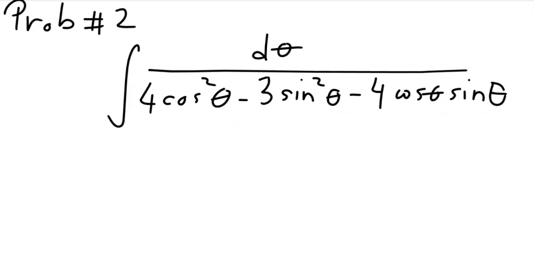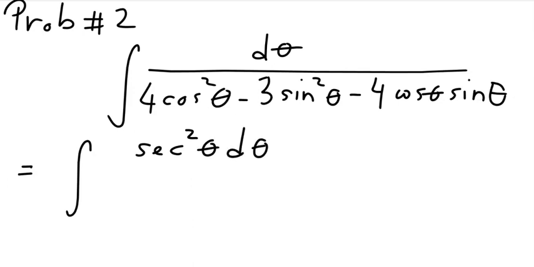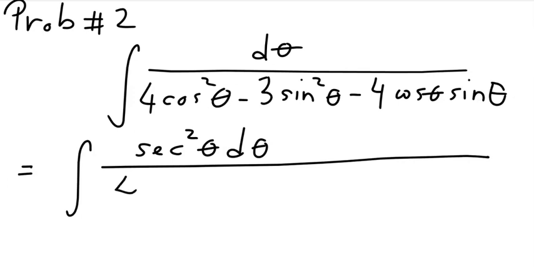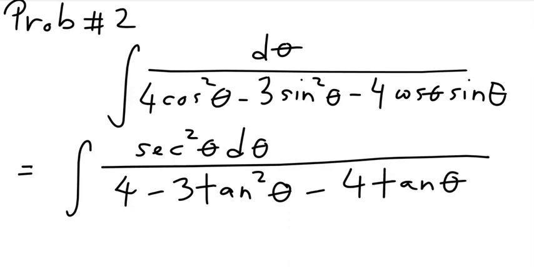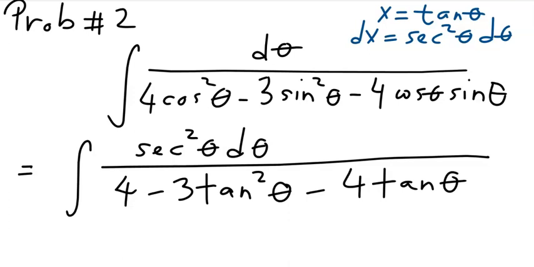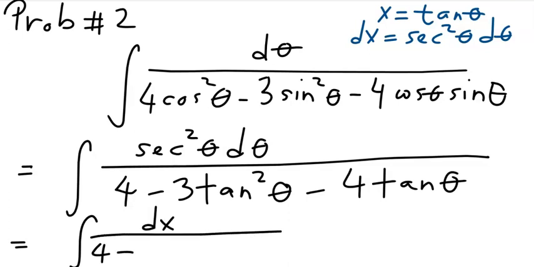So next, dividing the numerator and denominator by cosine squared theta, the following integral can be written: secant squared theta d theta over, the first term will simply become 4, because cosine squared theta over cosine squared theta is 1. The second term becomes 3 tangent squared theta, and the last term simply becomes 4 tangent theta. By using the substitution x equals tangent theta, then dx is secant squared theta d theta. So the following integral in terms of x can be written: dx over 4 minus 3x squared minus 4x.